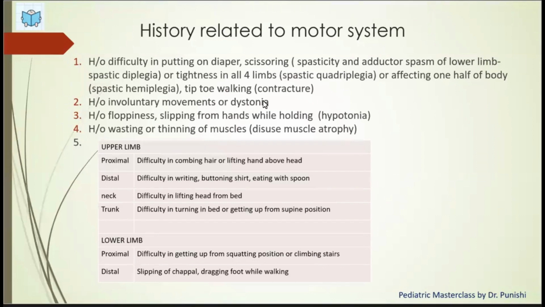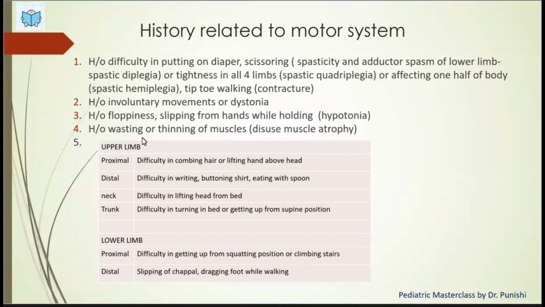Now, hypotonia in terms of floppiness, or when you try to pick up the child, he slips from the hand while holding. Now, these points towards hypotonia. Now, you can have hypotonia in a child with CP as well, so atonic or hypotonic CP. Although not very common, whenever you have a motor system involvement, it's always important to ask whether the child is having increased tone or hypertonia or hypotonia.